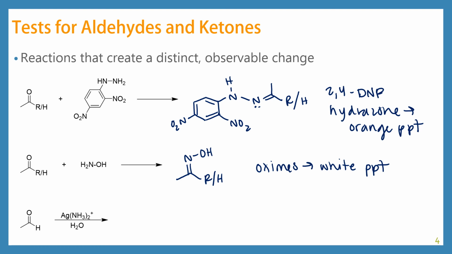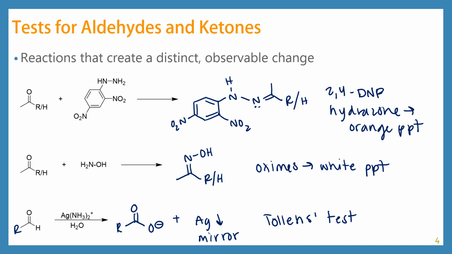And in our last one, you can react an aldehyde with silver 1-diamine in water, and this is actually going to give us a carboxylate plus silver metal, which will precipitate out and create a mirrored surface across the top of the solution, and will also possibly plate silver onto whatever glass container you're doing the reaction in. This is called the Tollens test, and this is a test for aldehydes.